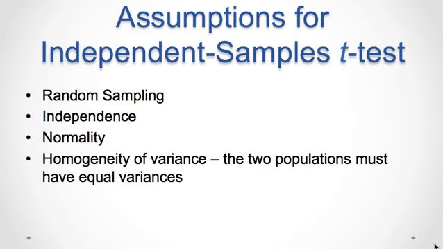In order for us to be confident in our results, the populations we are sampling from must have equal variability. This assumption is usually satisfied when the larger sample variance is not greater than 2 times the smaller. So the larger variance divided by the smaller variance has to be less than 2.